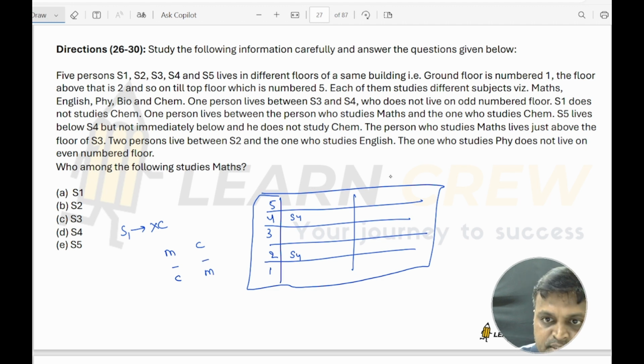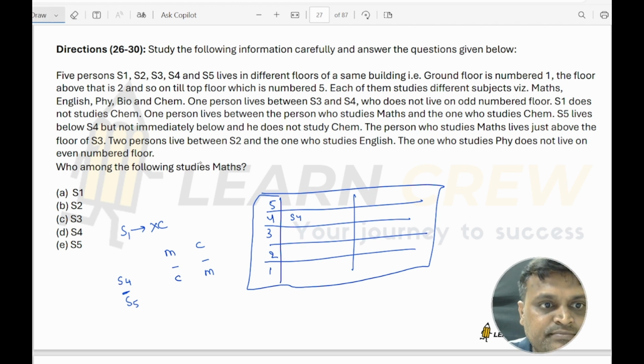S5 lives below S4 but not immediately below, so there has to be someone in between. So below S4, S5 has to be there. If I keep S4 here, then S5 would come immediately below, so S4 is not here. S4 is here.